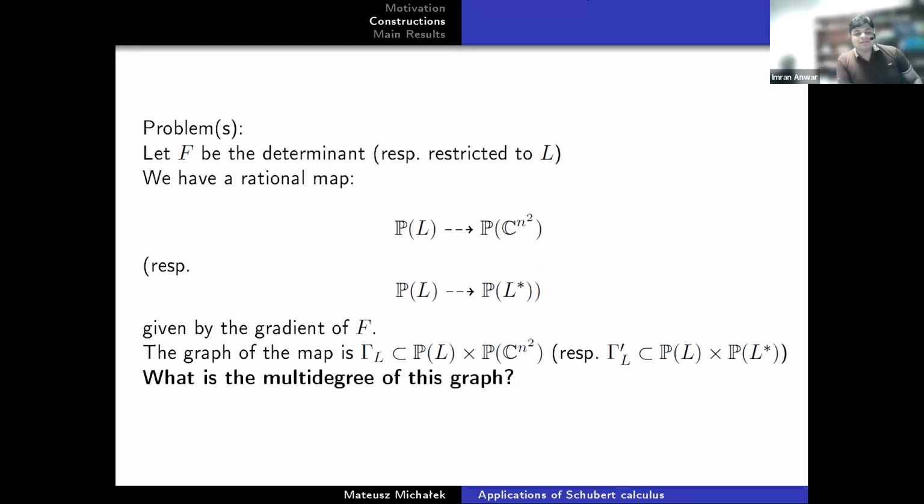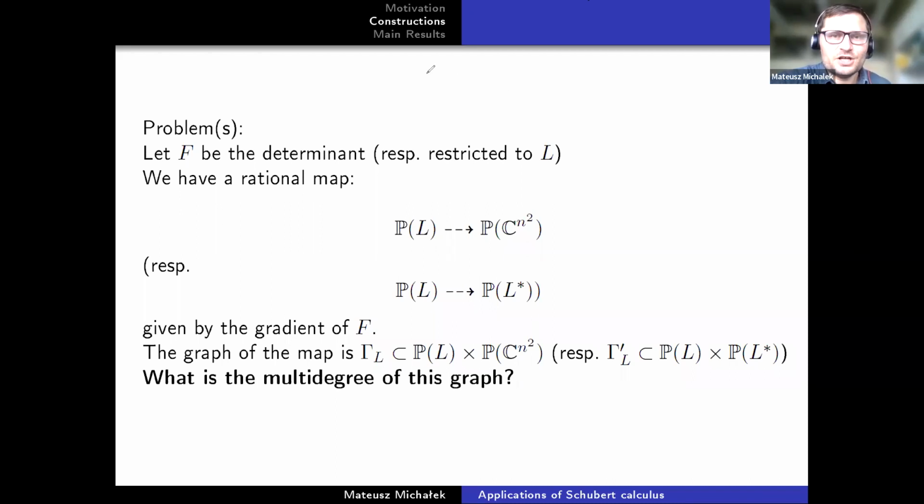Mateusz, would it be possible for you to give a particular example for it? So yes, I do understand. I do have more complicated examples coming later, but maybe let me do an easy example. Let's try to do some easy example to see what's going on.